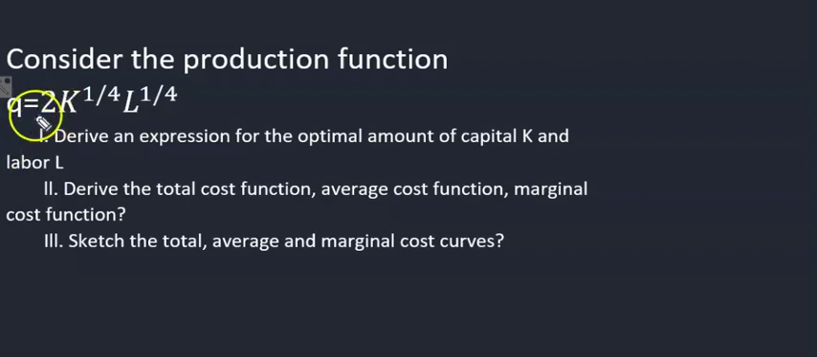Consider the production function. Q is given by this expression. We have a couple of questions to answer. The first one, derive an expression for the optimal amount of capital K and labor. The second one, derive the total cost function, average cost function, and marginal cost function. And the last one, sketch the total, average, and marginal cost curves.